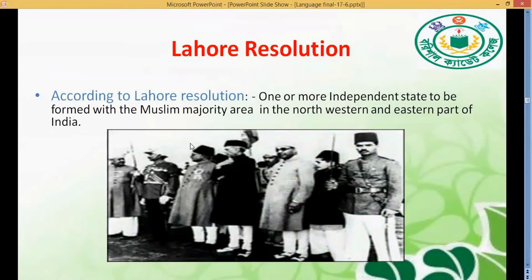Okay, let's look at the picture. You can see the members of the Indian Muslim League, and it is that day, the day the Lahore Resolution was declared.